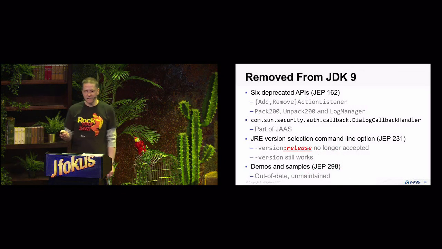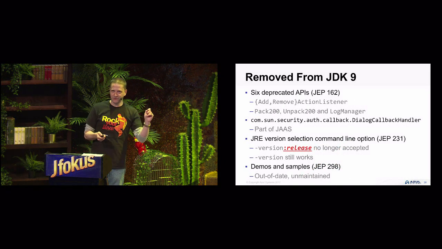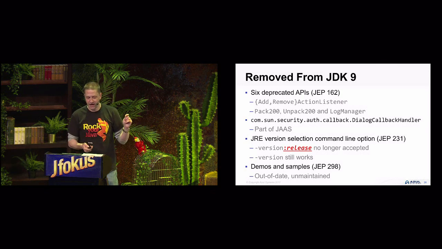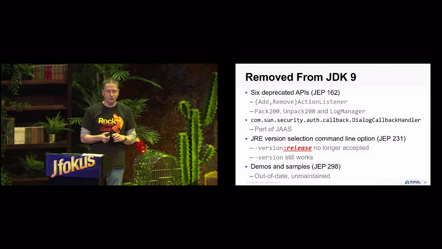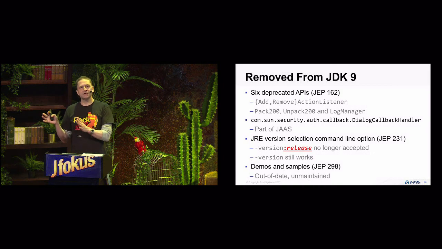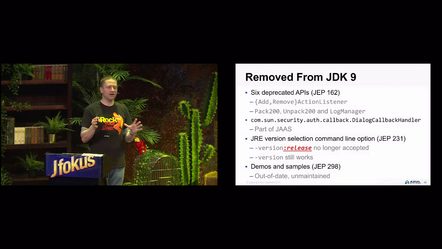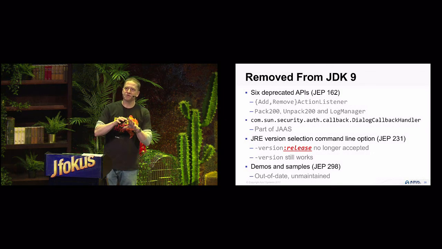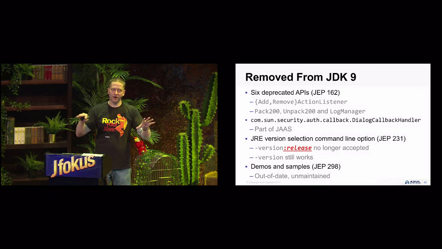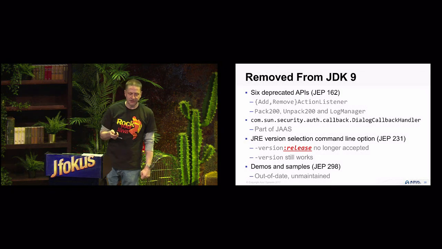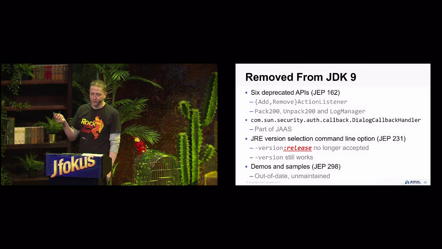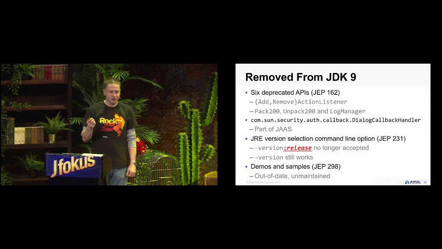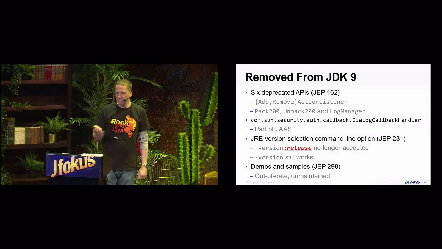Other things removed from JDK 9, 6 methods have actually been removed. The add and remove action listener from pack200, unpack200, and log manager. You think, what did these 6 APIs do that was so bad that they're the first APIs in the history of Java to get removed? And it's simply because of the way that modularity had to divide up the runtime, and it just made it easier by getting rid of those. One class was removed, dialog callback handler, part of the Java authentication and authorization service.